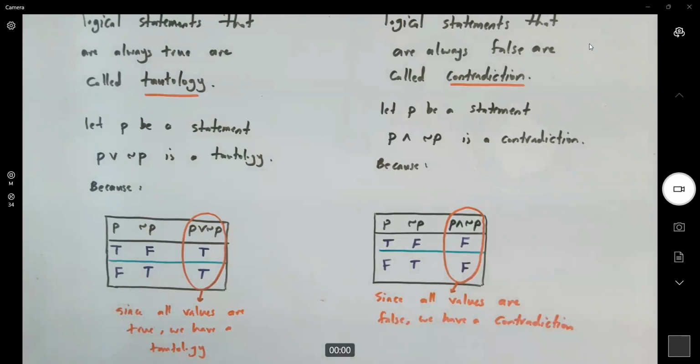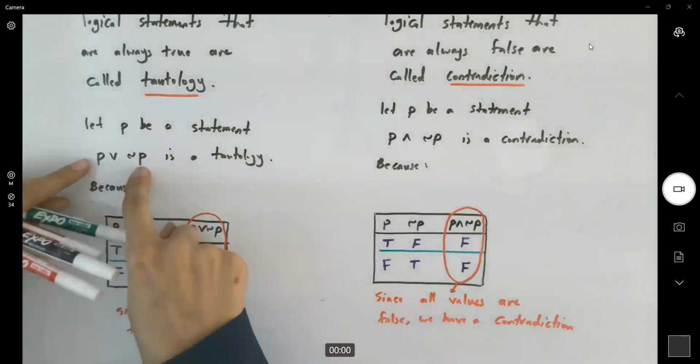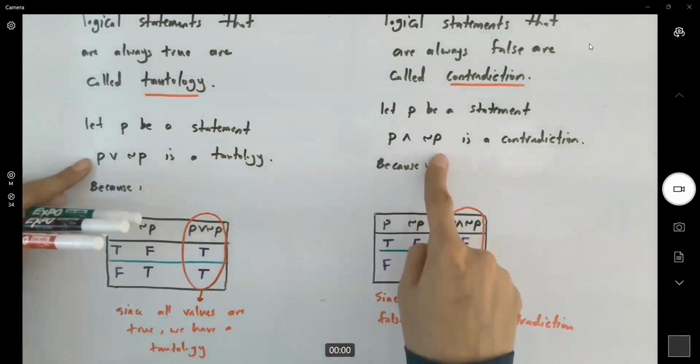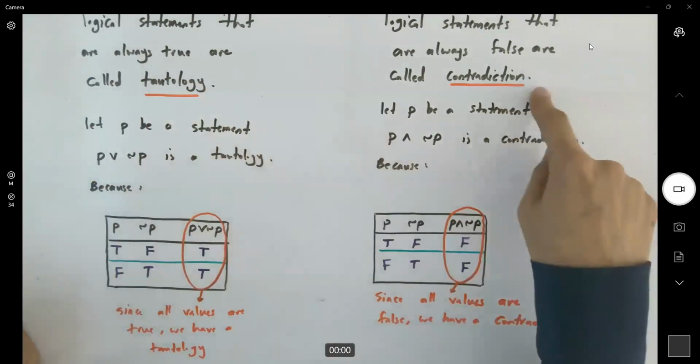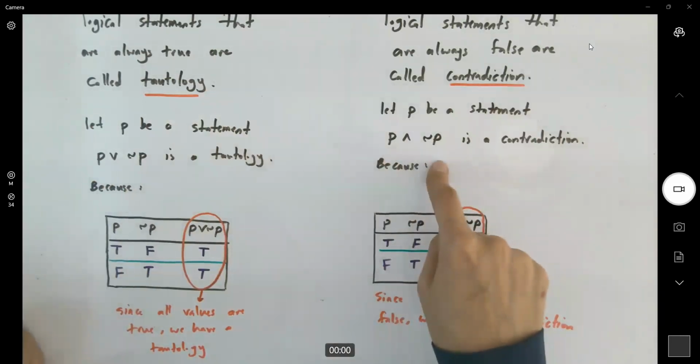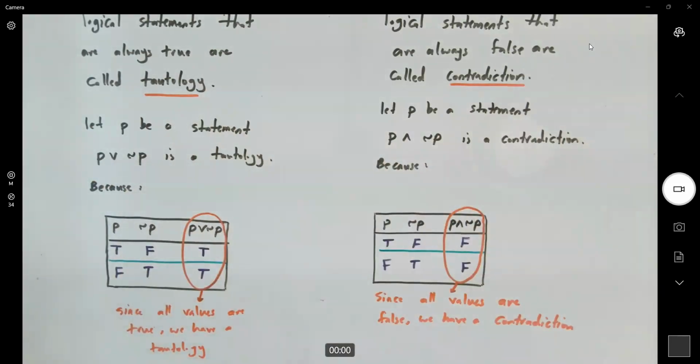So again, when you're learning about new definitions, always keep one example in mind. What's an example of a tautology? P or not P. What's an example of a contradiction? P and not P.